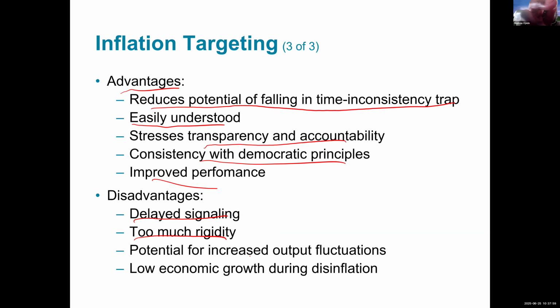And there's a potential for increased output fluctuations, especially during times when the central bank is trying to disinflate. Output is going to fluctuate, and you get low economic growth during that period of disinflation.